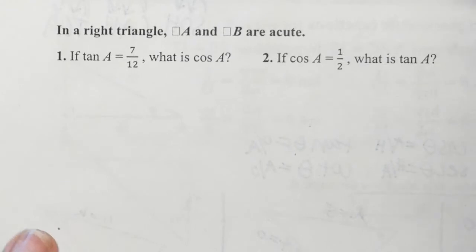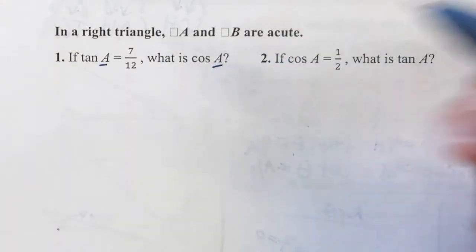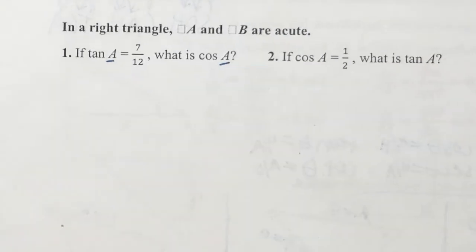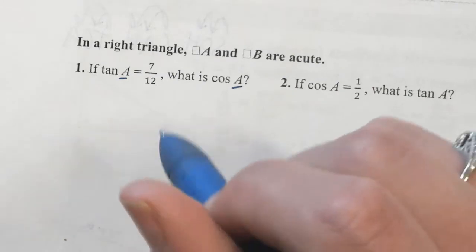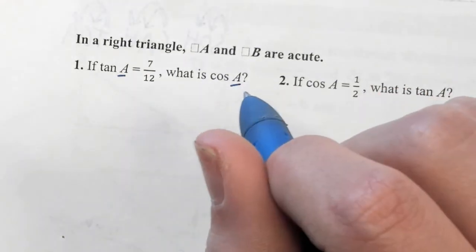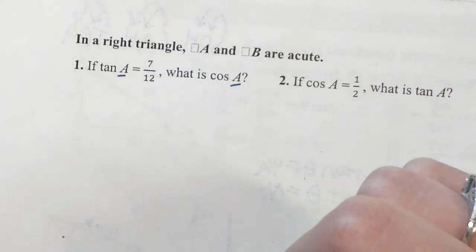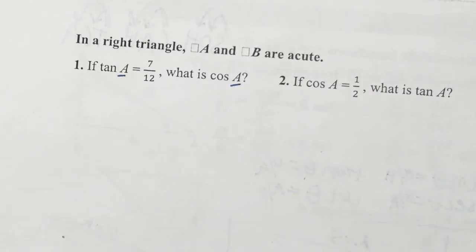Alright, this time, for number 1, it says if tan equals 7/12, what is cosine A? So don't be confused about the A. That's just kind of another word for theta. It's just another letter, just like theta is just a letter. So that doesn't really mean anything. We just have to find one trig function on this after we're given tangent. Tell me where to start on this.